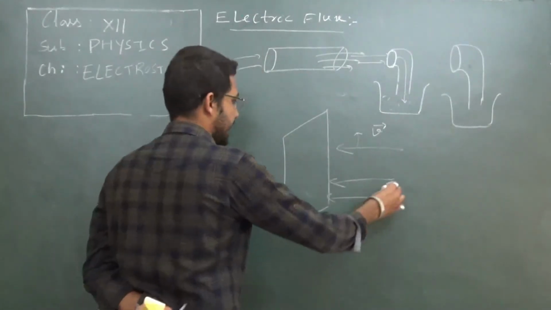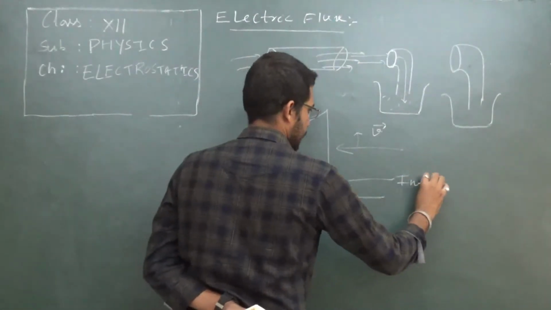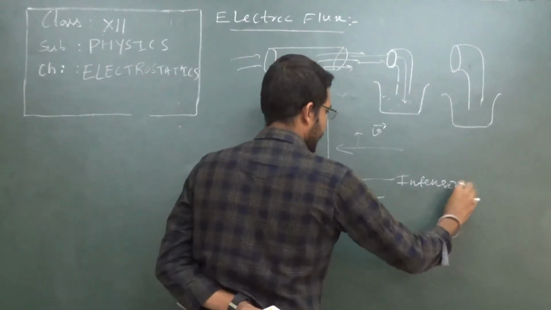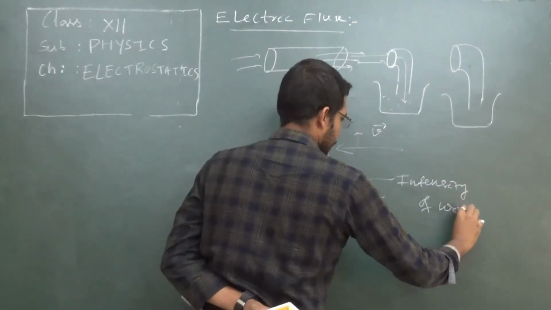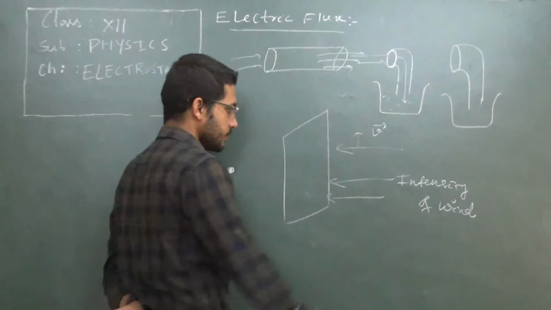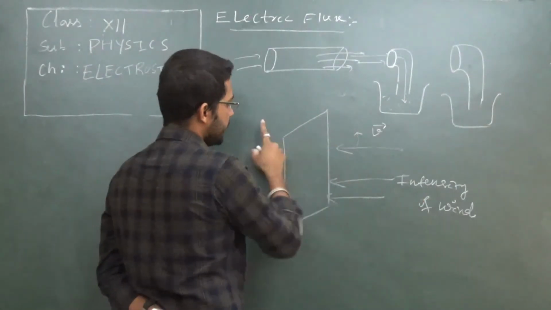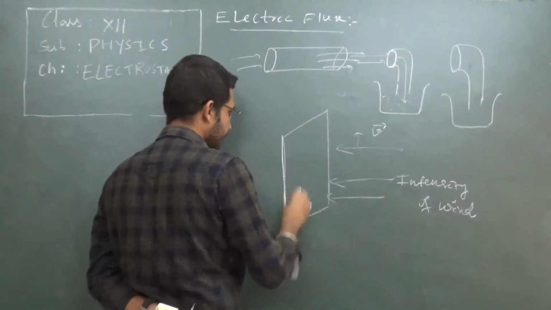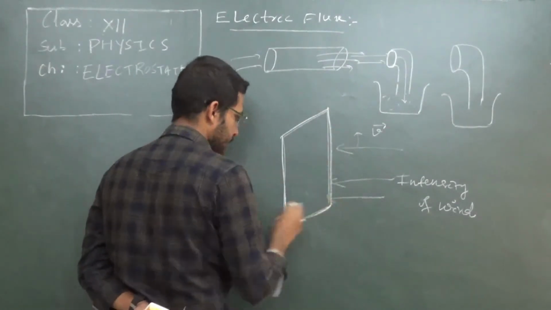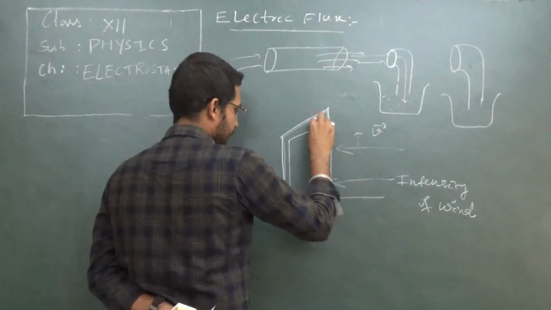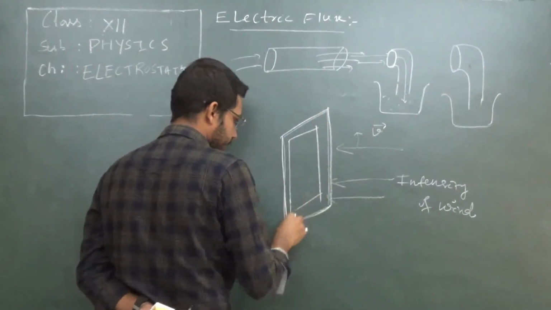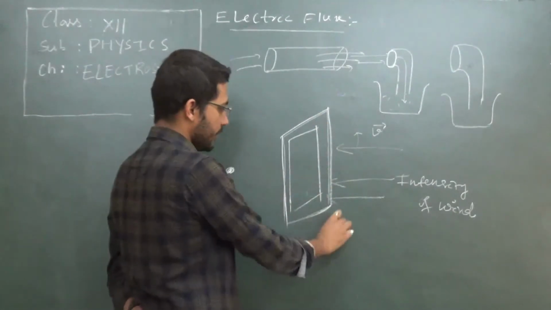Or we can say the intensity of wind. If it is more, then you will get more wind here. Or the area, like this is the area, so the amount of wind coming through it, if you decrease the area, obviously the quantity of air coming inside the room is found to be decreased.